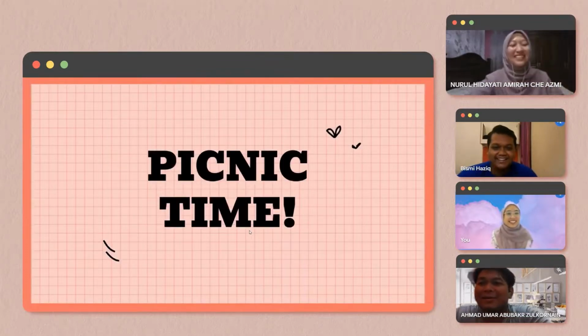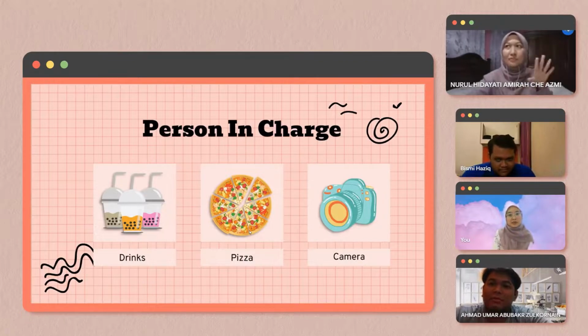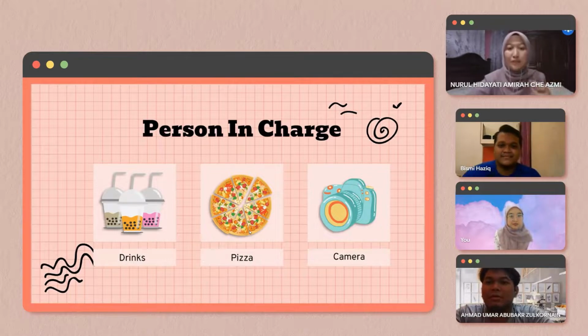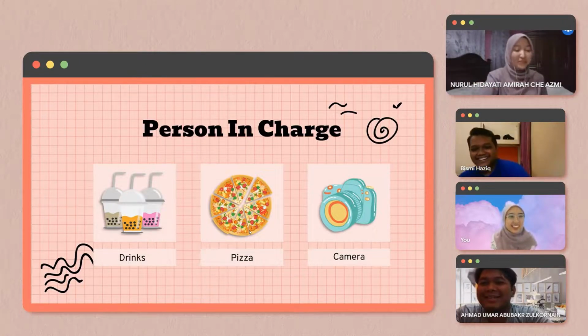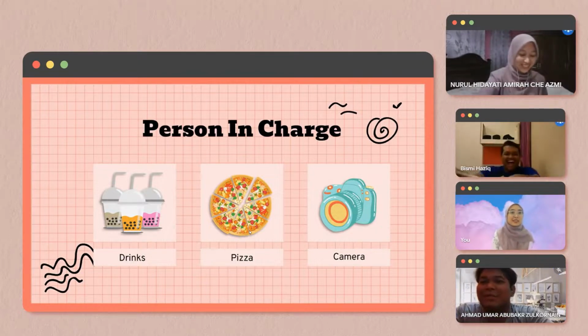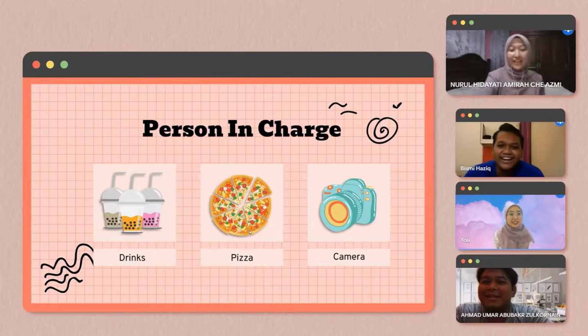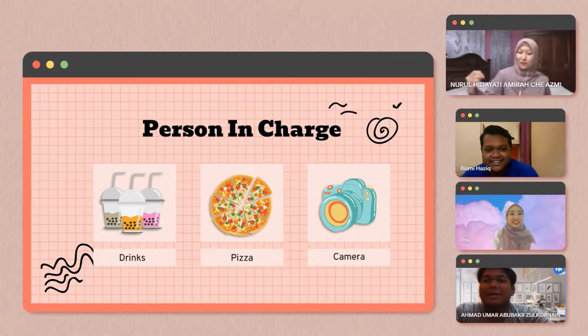Before we go to the picnic, I want you to volunteer to be the PIC for these three works, which are PIC for drinks, pizza, and camera. I can be PIC for drinks. I love boba. Okay, Uma will be PIC for drinks. Pizza, Disney. I love pizza. Salwani will be in charge of the multimedia, which is photographer.